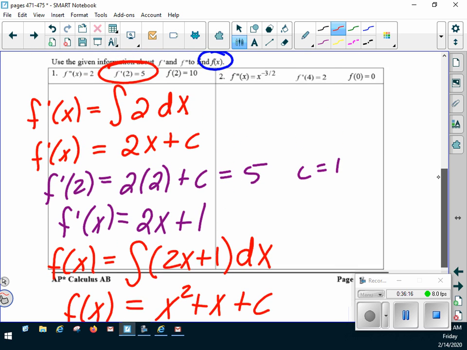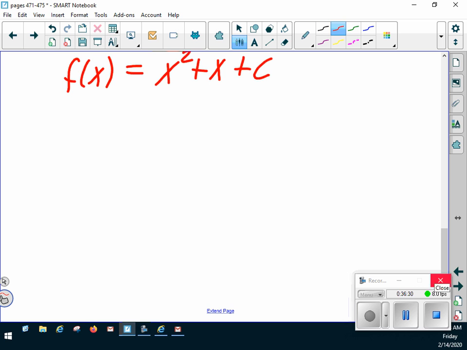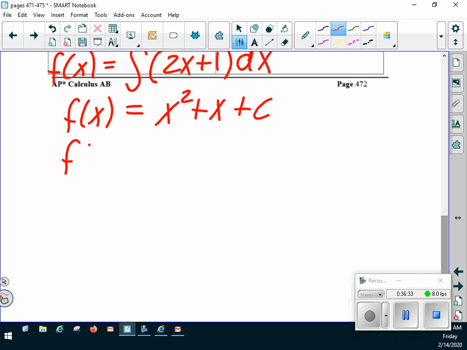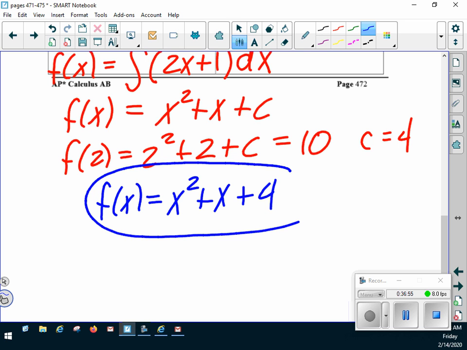Now, remember, you cannot just automatically say c is 1 because this is what you are told about f of x. You are told that f of 2 is equal to 10. So if f of 2 is equal to 10, so f of x is x squared plus x plus 4.